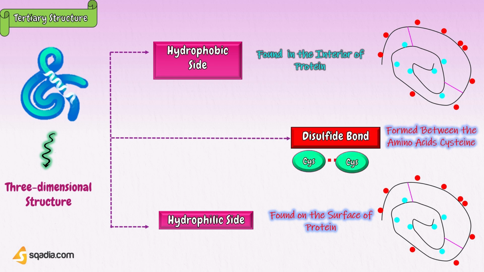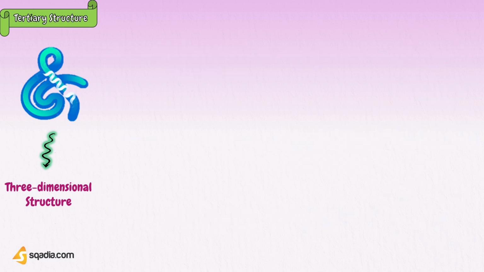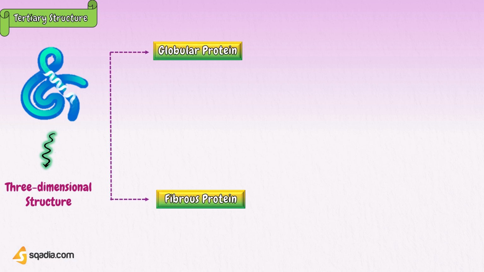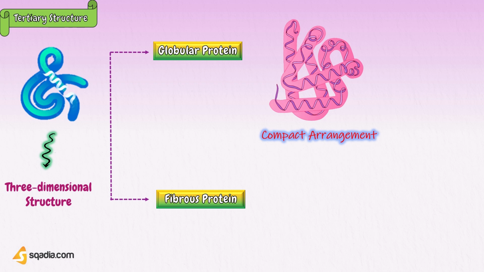Another motif that stabilizes tertiary structure is something called a disulfide bond. This type of bond is formed between the amino acid cysteine. Overall, if the protein is highly folded and compact, we would call it a globular protein, whereas if it is long and spindly, we would call it a fibrous protein.